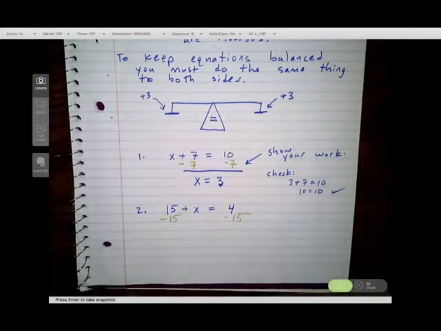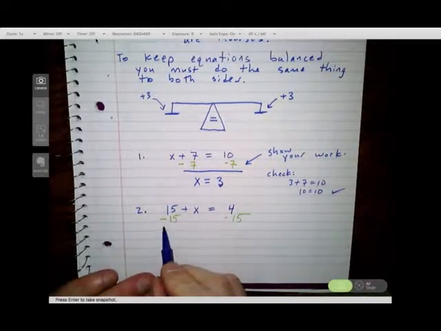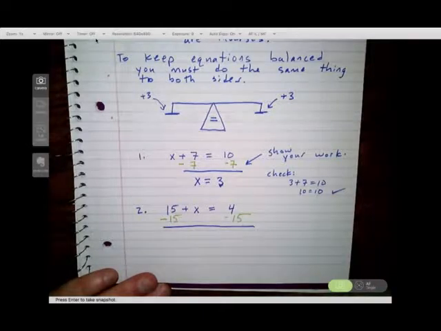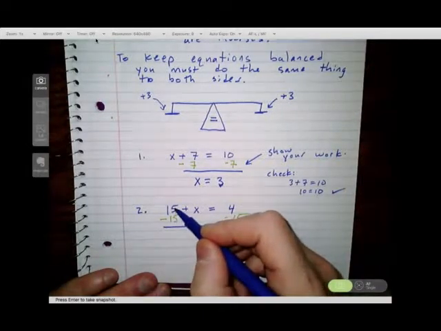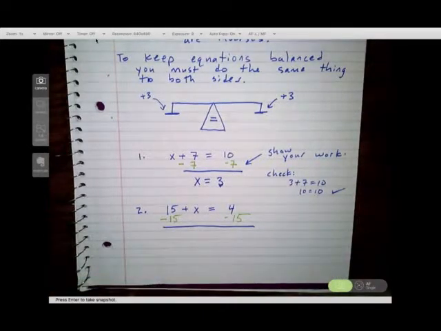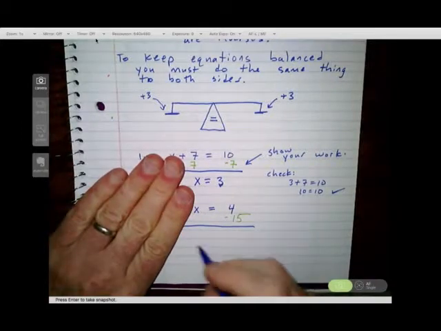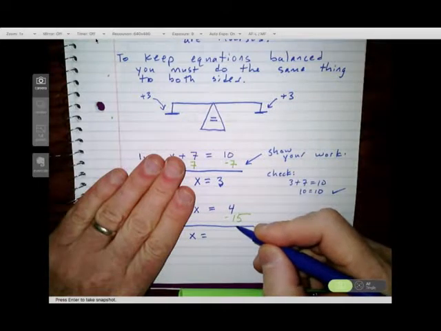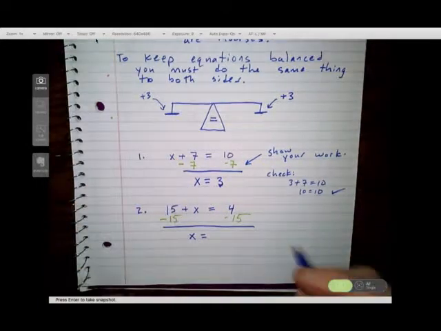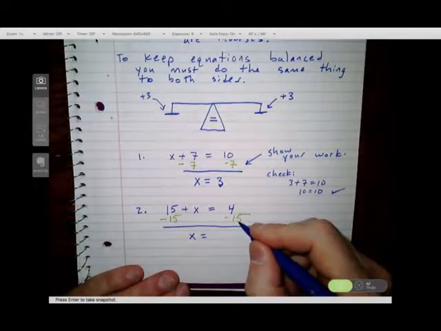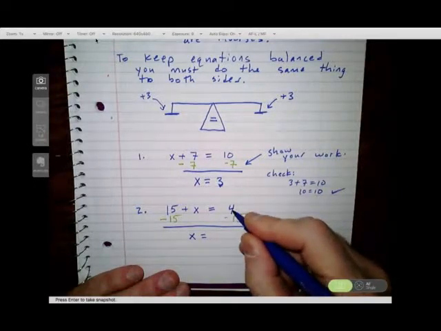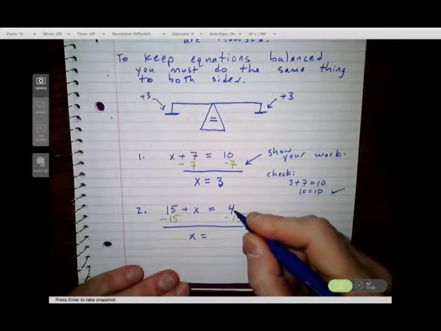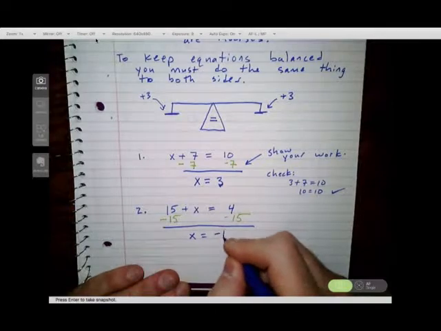Now this is an example of one that you may have trouble doing in your brain without showing your work. So I made a zero. 15 minus 15 is nothing. It's all gone. So that means I'm left with just x on this side. Now 4 take away 15. In other words, this side is 4 plus negative 15. So 4 plus negative 15, or 4 take away 15, is negative 11.